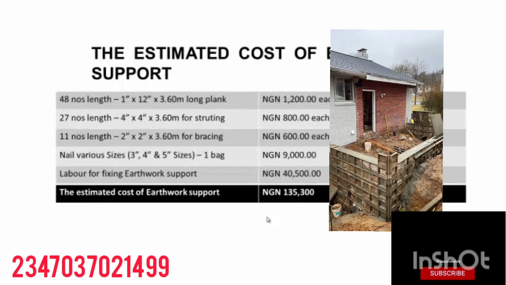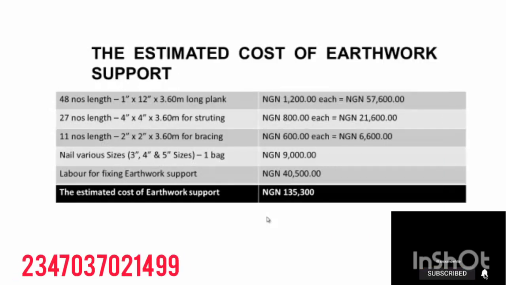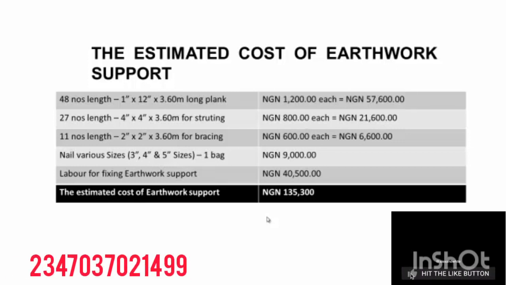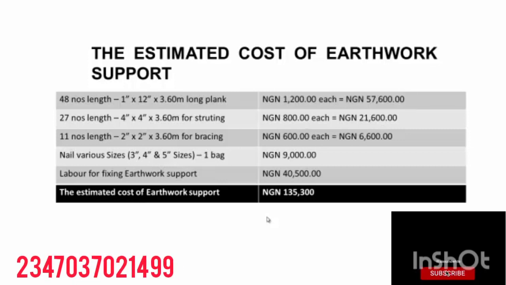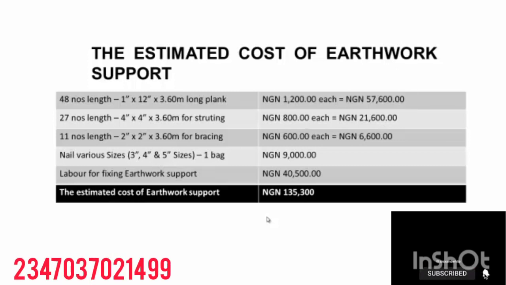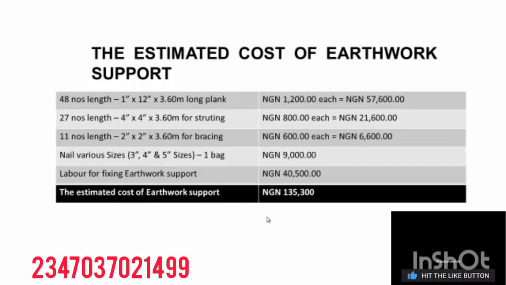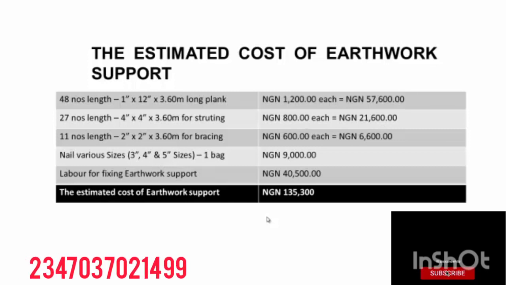Okay, let's move on. Then the estimate cost of earthwork support. Now you can see the earthwork support. I have a long plank, 1x12 plank, 4x4 plank, 2x2, nail, various pipe, 1 bag, labor for fixing earthwork support. And look at the prices by the right hand side, which is 57,000, 21,600, 6,600, 9,000 and 40,000. Total amount I have is about 135,300.